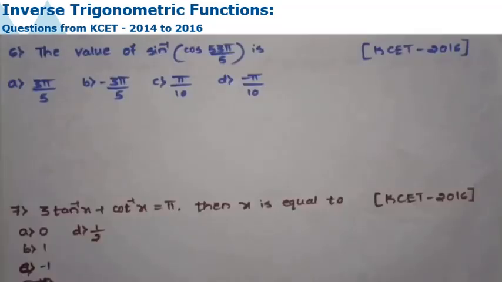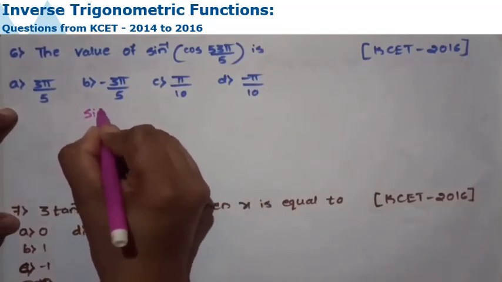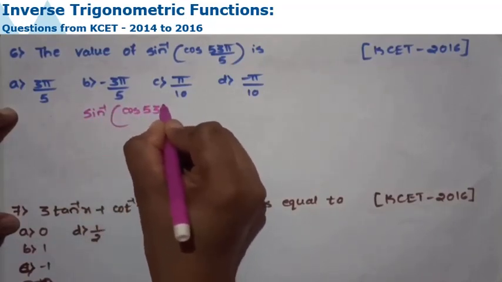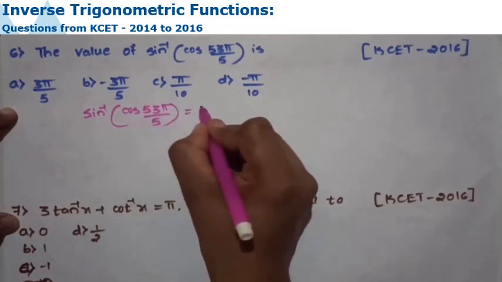We'll consider now the sixth one. The value of sin inverse cos 53 pi by 5 is. Okay, so we'll find this one. Sin inverse of cos 53 pi by 5. Okay, so first convert this 53 pi by 5 to some acute angle.